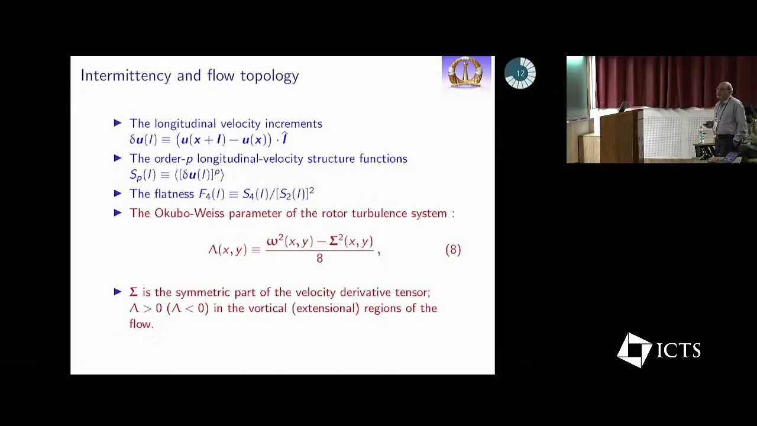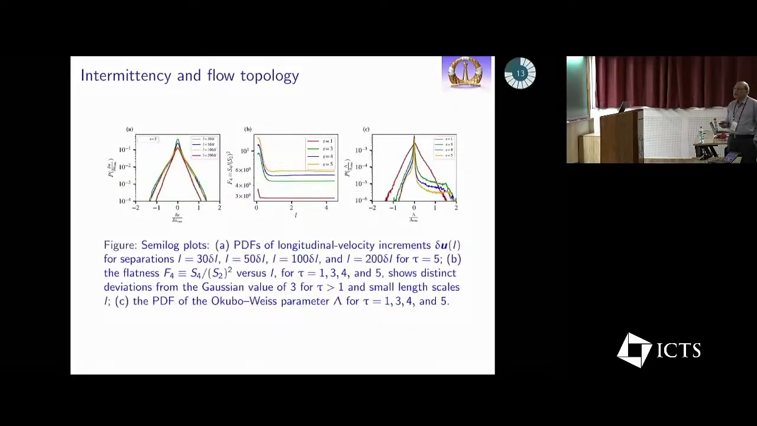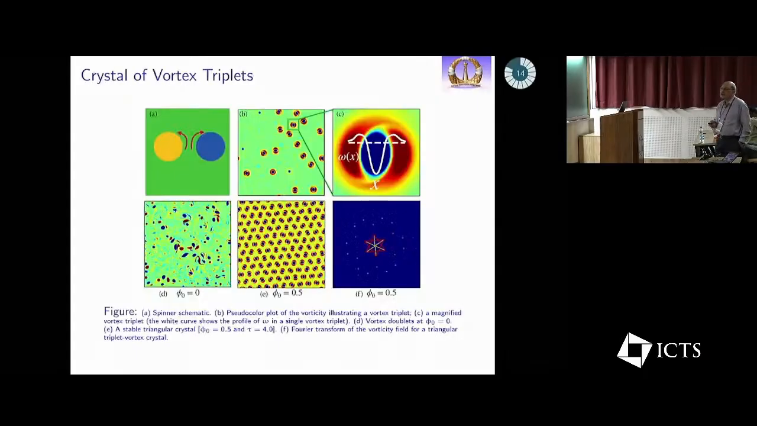And you can ask, is your new type of turbulence intermittent? These are fancy definitions for the experts. Short answer is yes. For example, here is a plot of what is normally called the flatness as a function of length scale L, and you can see that it rises as the length scale goes down. This is small scale intermittency. There is also scale dependence of suitable probability distribution functions.